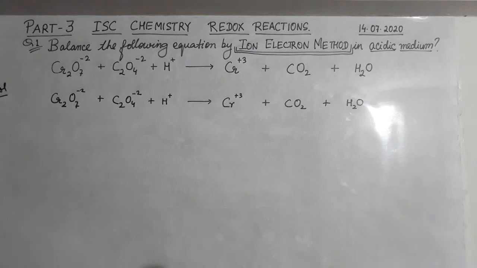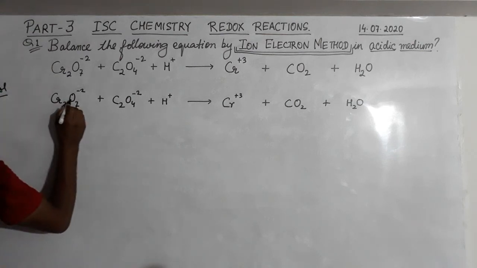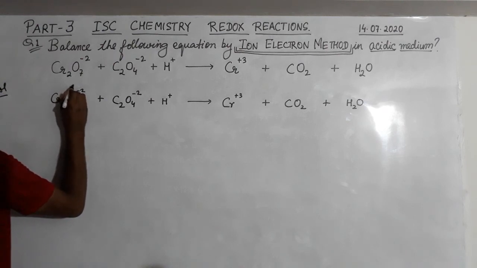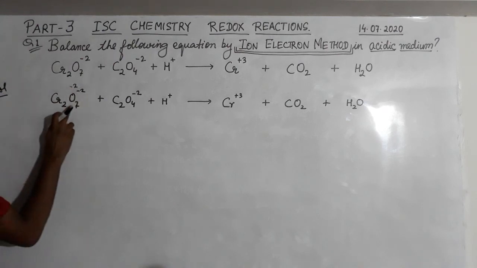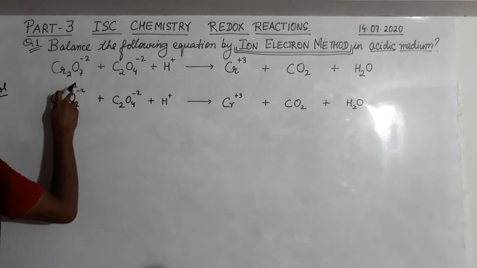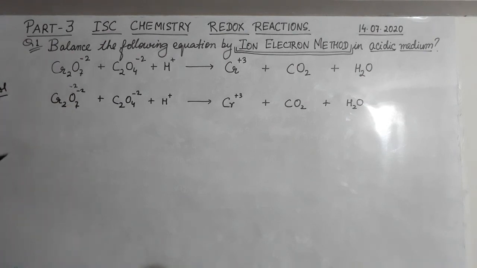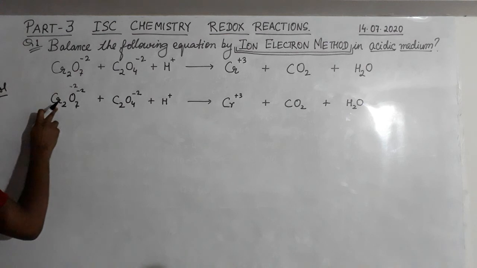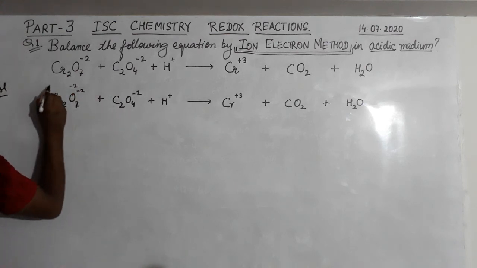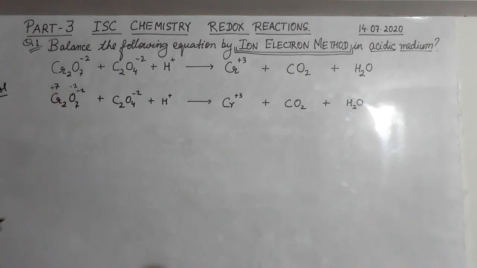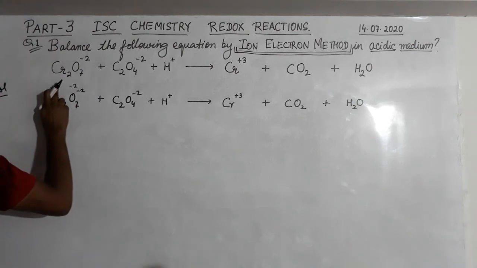In dichromate ion, the oxidation number of oxygen is minus 2. So there are 7 atoms, 7 times minus 2, how much? Minus 14. If this is 2x, 2x is equal to plus 14, so x will be plus 7. The oxidation number of chromium is, not plus 7, it is plus 6. Let me work out. I will show you over here.